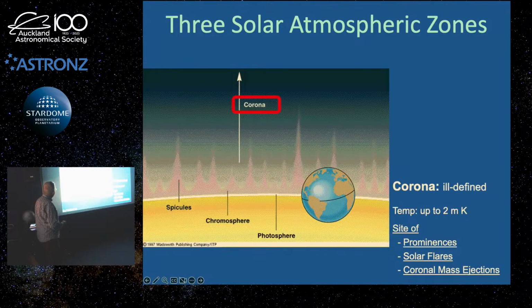Now, the next part is the corona. The corona is very ill-defined. Temperatures, in other words, the amount of kinetic energy, things are moving around up there, up to 2 million degrees. So things are flying around at huge velocities up there. And the importance of the corona is twofold. One is it's the site of these three activities we're going to be talking about: solar prominences, flares, and coronal mass ejections, all very, very relevant for aurora.